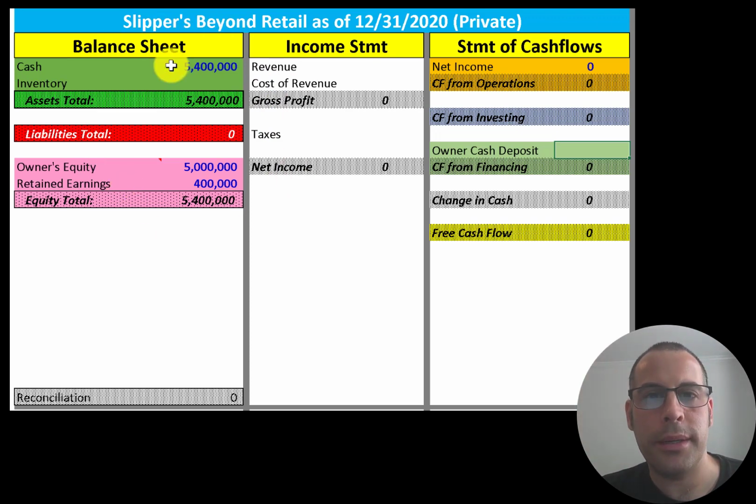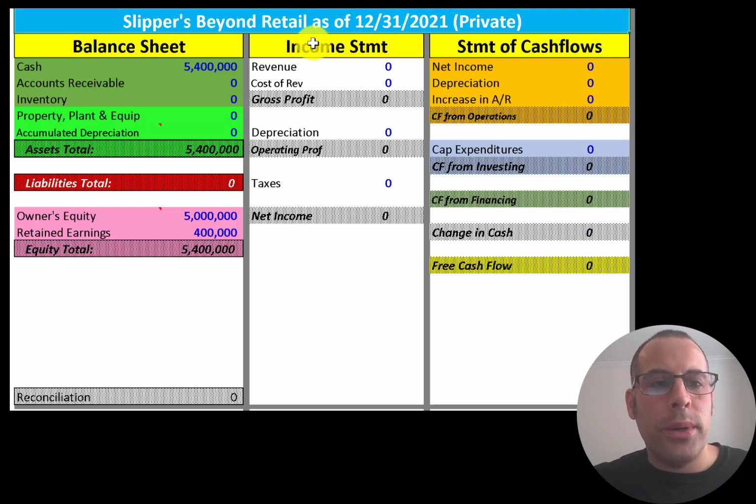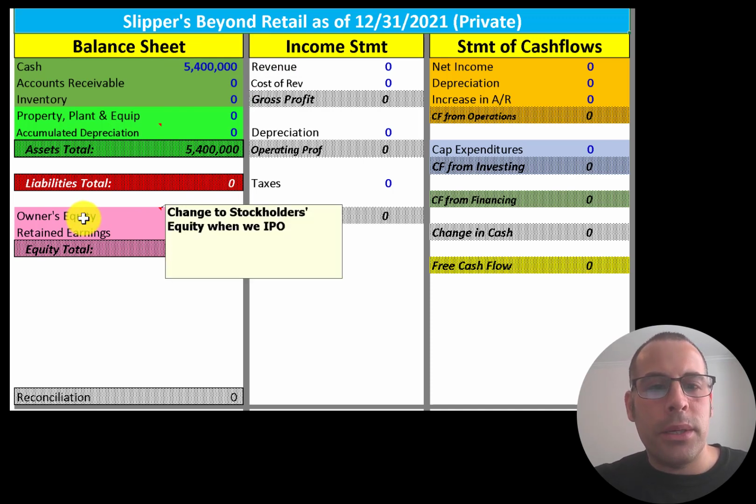that will be what it looks like in the beginning of 2021. So 2021, we're starting with $5.4 million of cash, $5 million of owner's equity, and $400,000 of retained earnings. You see it says owner's equity, because we're a private company. When we go public, which is next year, this is going to say shareholders' equity or stockholders' equity.